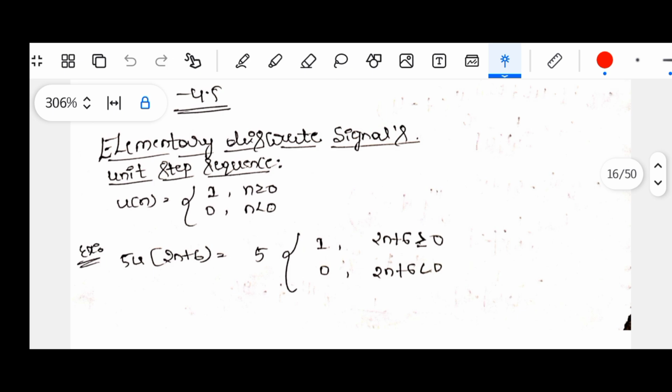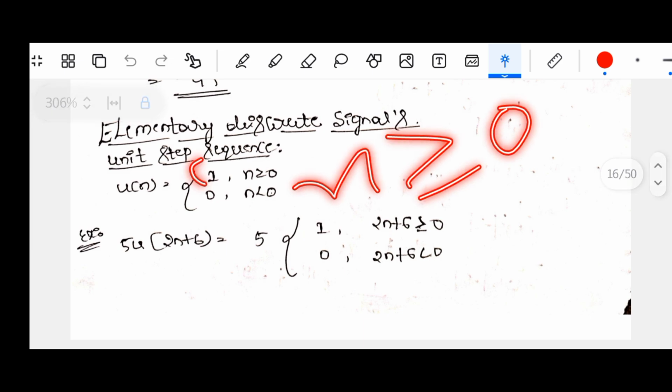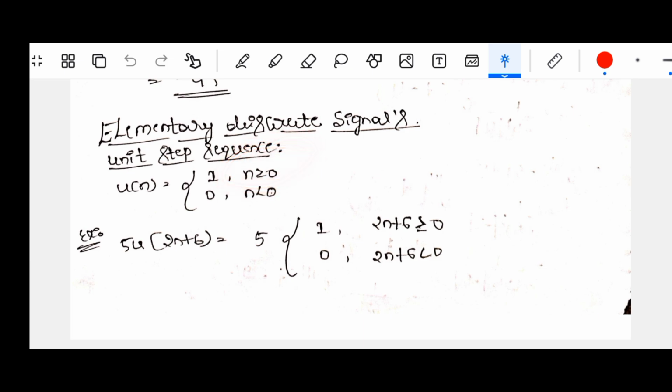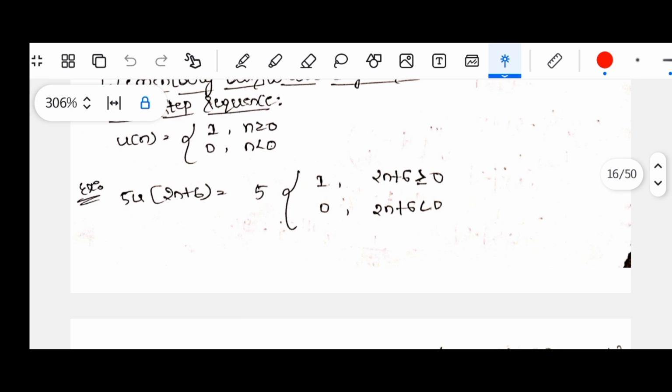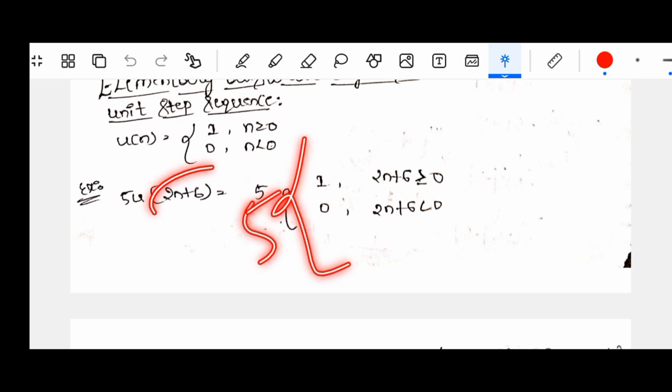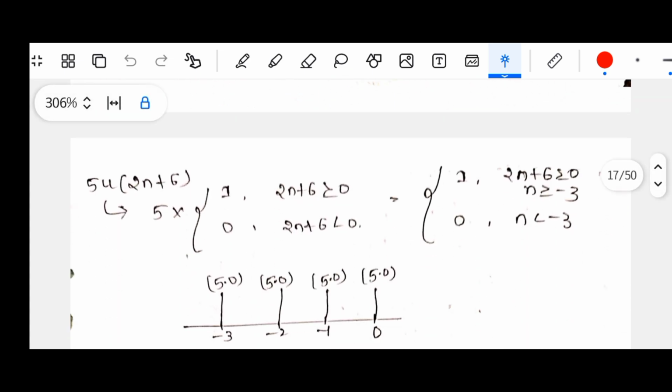Next, see elementary discrete signals, the unit step sequence. u of n is 1 when n is greater than or equal to 0. If n is less than 0, the value will be 0. Let's solve some problems. 5 into u of 2n plus 6. Take 5 outside. Solve this by putting 2n plus 6 greater than or equal to 0 for 1. For 0 it will be less than 0.